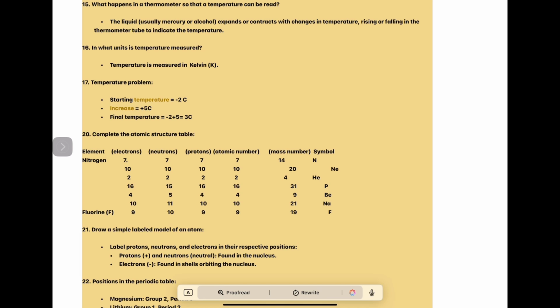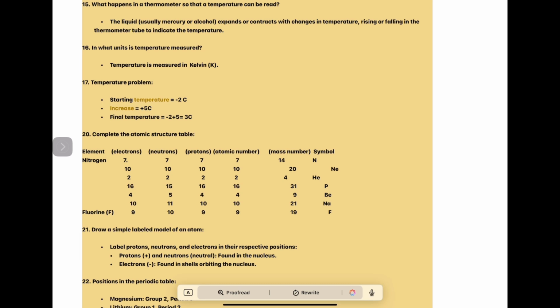16. In what units is temperature measured? Temperature is measured in Kelvin, K. 17. Temperature problem. Starting temperature equals -2 °C, increase equals +5 °C, final temperature equals -2 + 5 equals 3 °C.